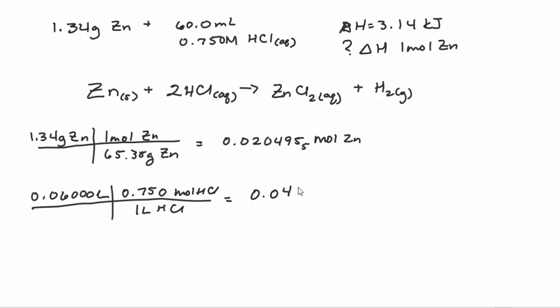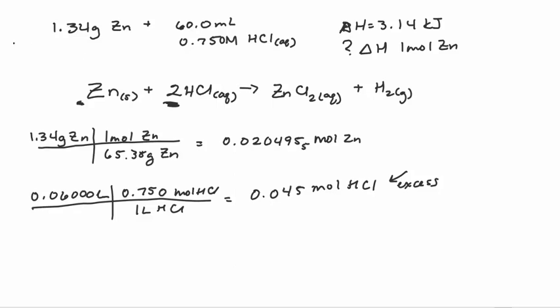Now, I know I have an excess of the HCl here. It's a good practice to just double check that, and I know it's excess because I need twice as many moles of HCl as I do zinc, because the ratio is 1 to 2. And 0.045 is more than twice 0.020. So we do have an excess here of our HCl.